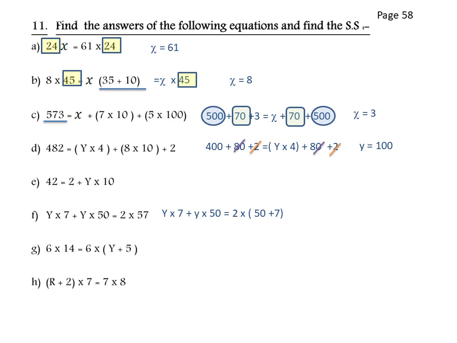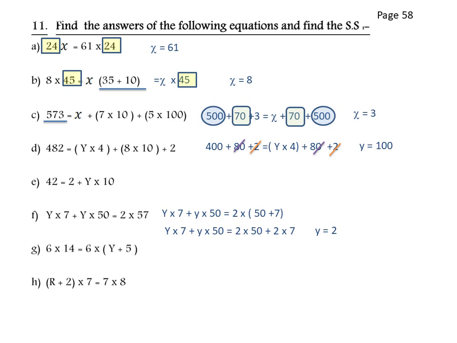So y times 7 plus y times 50 equals 2 times (50 plus 7). If I distribute 2 among these brackets, it will be 2 times 50 plus 2 times 7. Just by looking, y equals 2. Here, y times 7 plus y times 50 is the expanded form of the distribution. The compact form of the distribution would be y times (7 plus 50). So y equals 2.